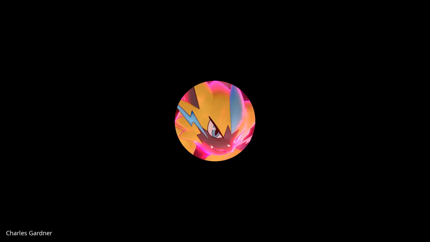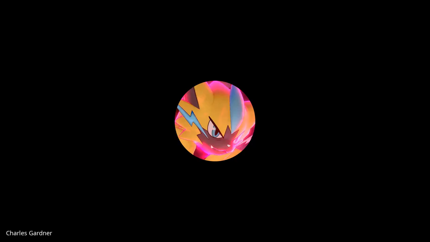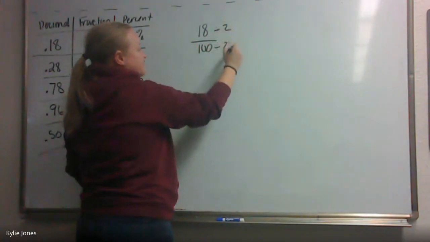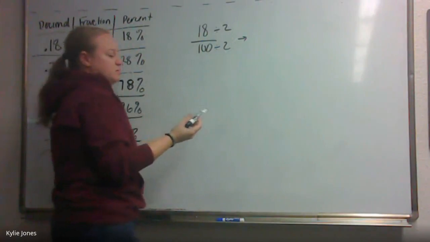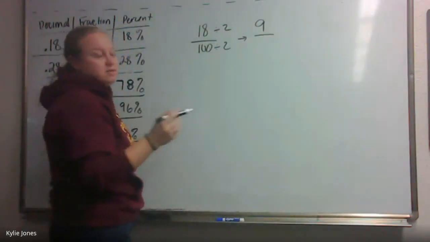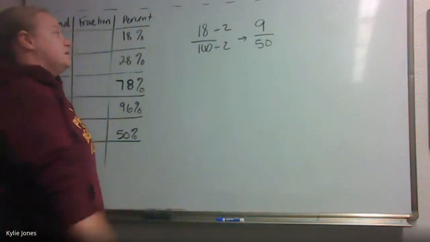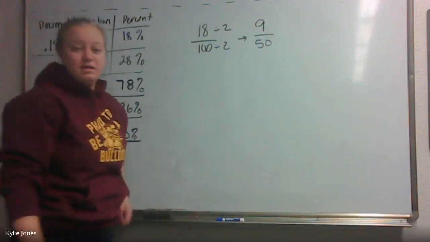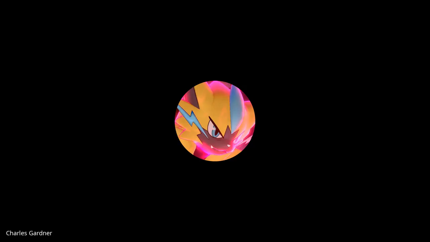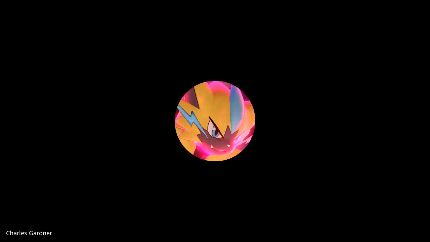Now we just simplify. What number goes into both 18 and 100? 2 goes into both of them. Good, 2 goes into both. So what's 18 divided by 2? 9. Good. And then what's 100 divided by 2? 50. Then we need to simplify farther. Can we simplify this any farther? No. So our answer here is 9/50. That's our fraction.